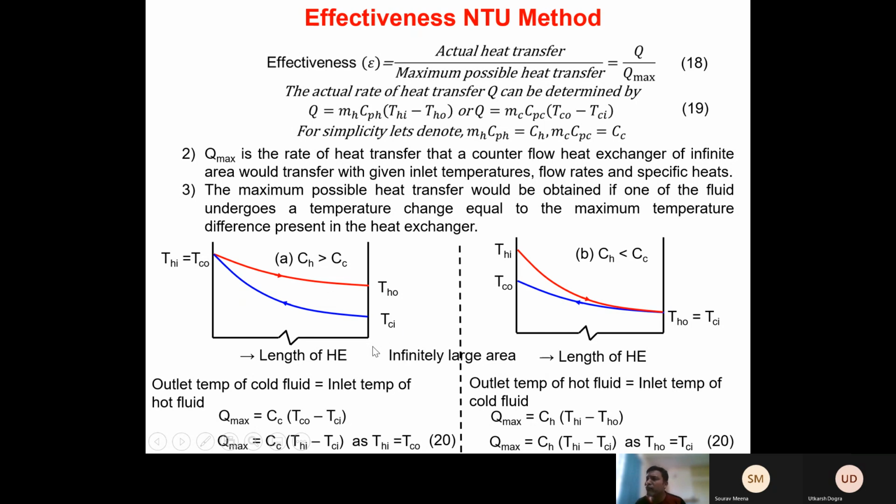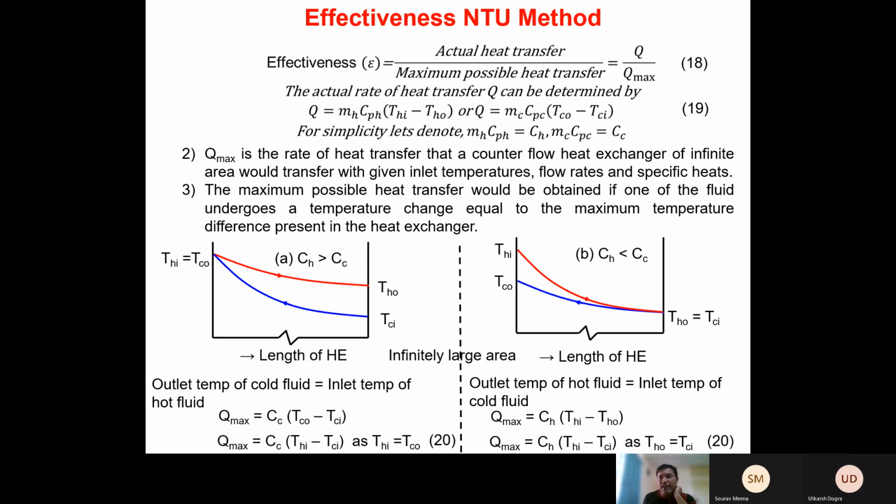So if I give an infinite area for the heat exchanger, eventually the temperature of this cold fluid, which is starting at T_CI, eventually reaches the inlet temperature of the hot fluid, because this cold fluid is rate limiting here. Can you see the point? Does it make sense to you? So can you repeat the rate limiting part?